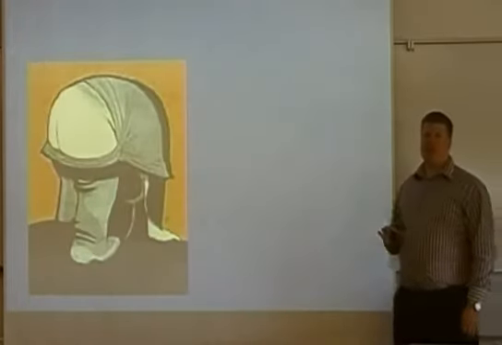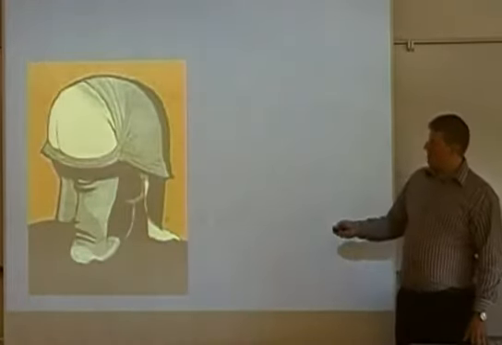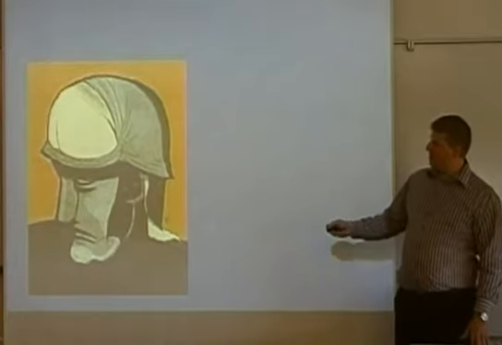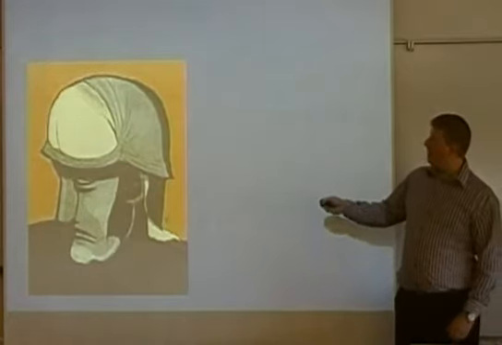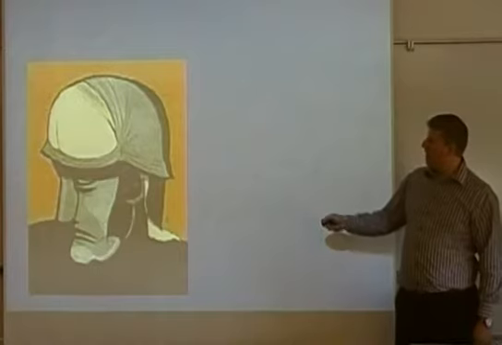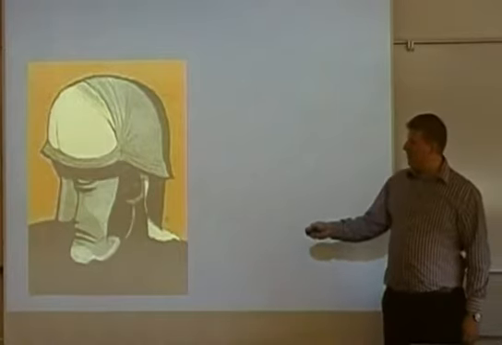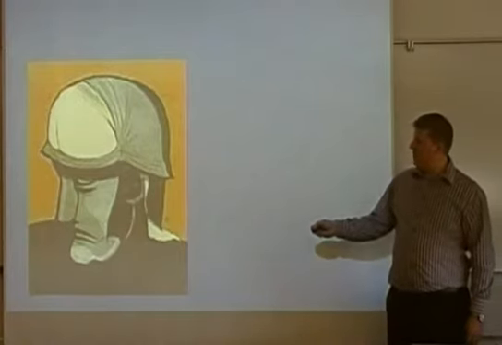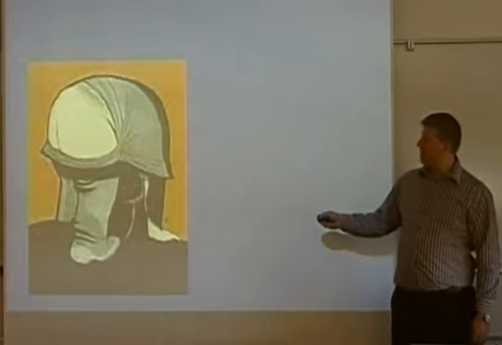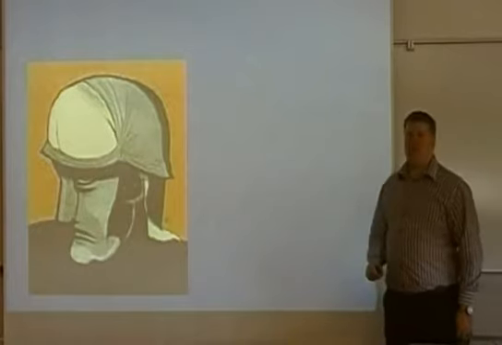This is another image of ambiguity. Some people see that this is actually a man with his legs and his butt, and he's bending over. Other folks see that this is actually a man's face. This is his nose, his eyes, his lips, and a helmet of some sort that he's wearing.